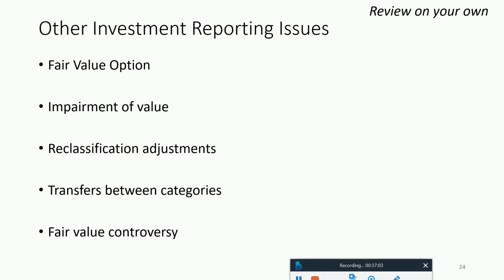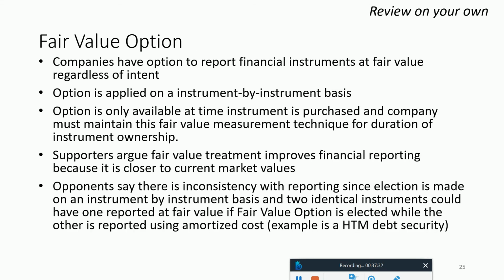So then the final area that we want to cover when it comes to investments is around investment reporting issues. And so we're going to go through the following 5 investment reporting issues. They are the fair value option, the impairment of value, reclassification adjustments, transfers between categories, and controversy around fair value. So the first is the fair value option.